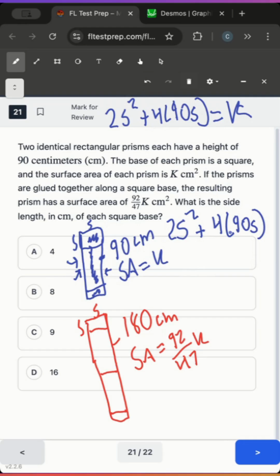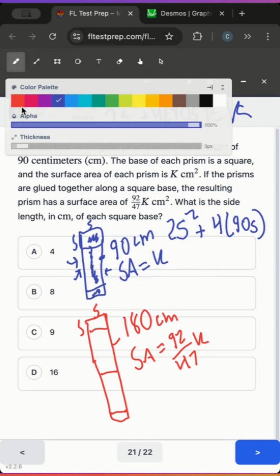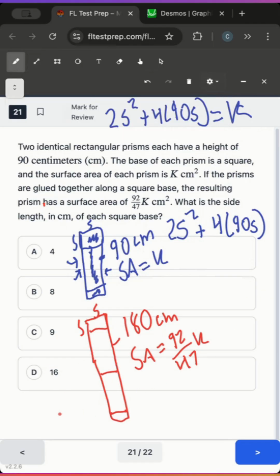I did 90 times s because to find the area of a rectangle face, I have to do the side times the height. So that gives me my equation for the surface area of the first rectangle. Now let's solve for the surface area of the second rectangle. I'm going to do that down here. It's going to be the same exact process.